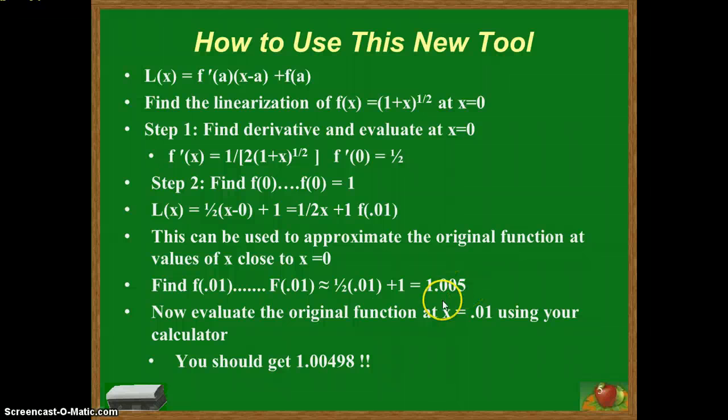1.005. Now just to see how close we are, let's use our calculator and stick 0.01 into the original equation, (1 plus x) to the 1/2. You get 1.00498. So our estimate is pretty close. It's to within 1,000th of the correct value. So this is a neat way to evaluate functions that may be complicated by using the tangent line equation. That's all linearization does. It's pretty simple.